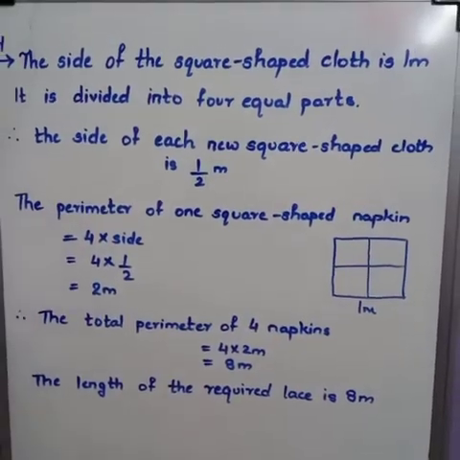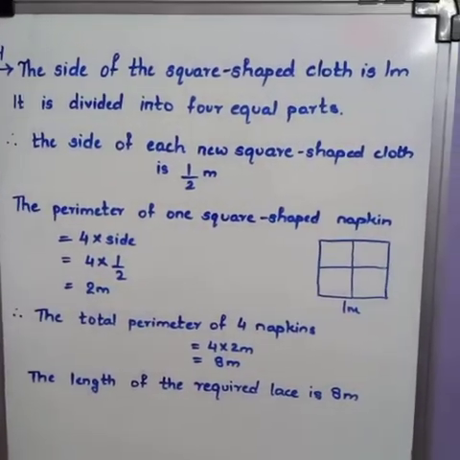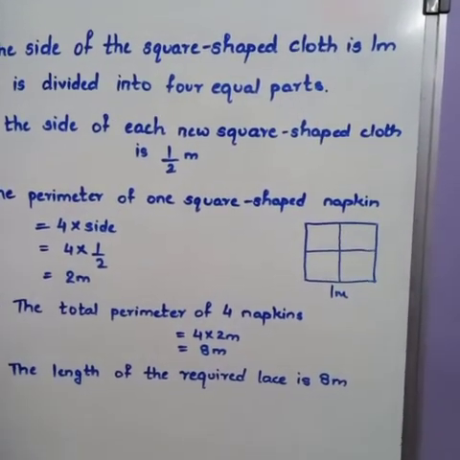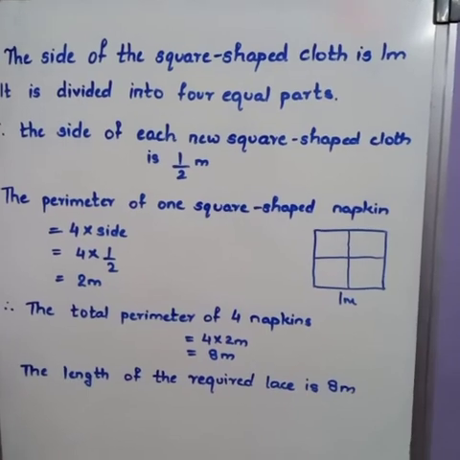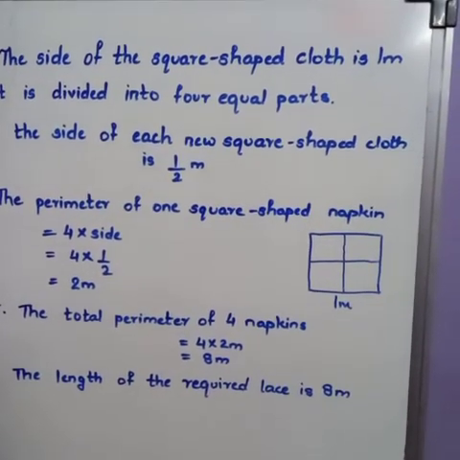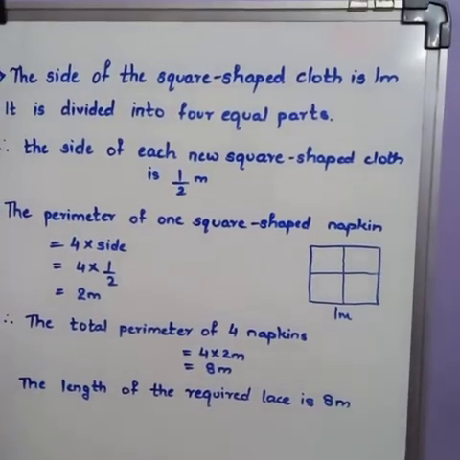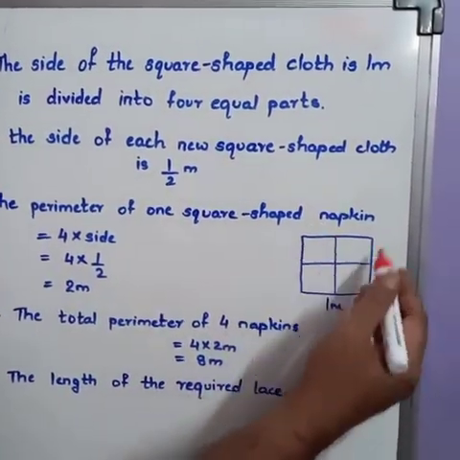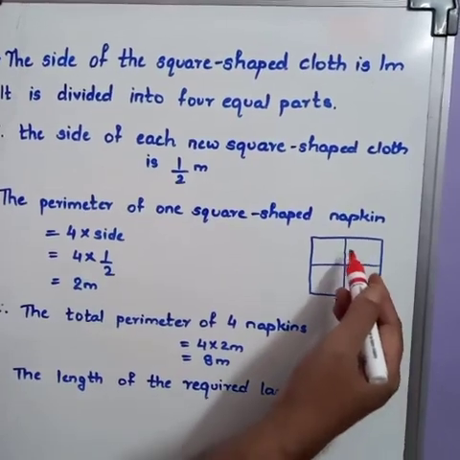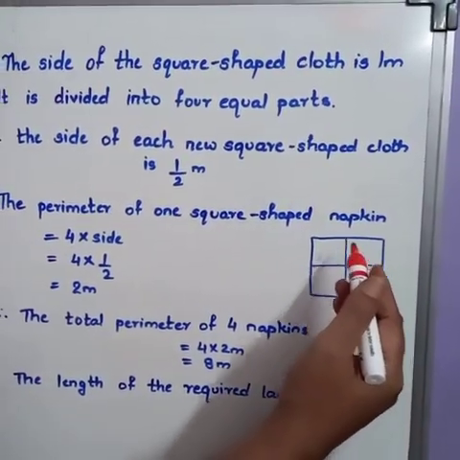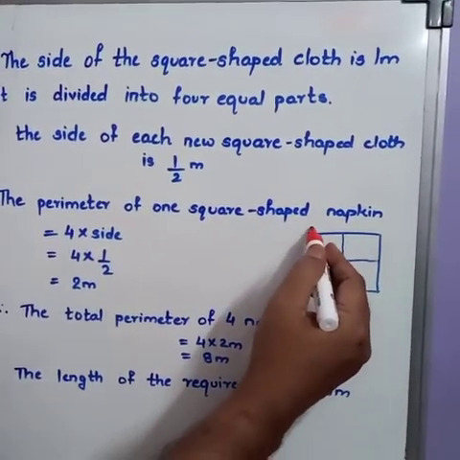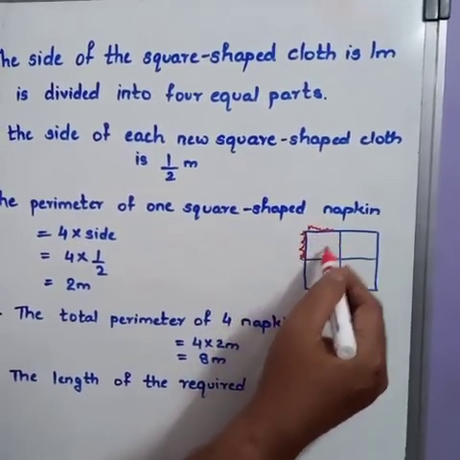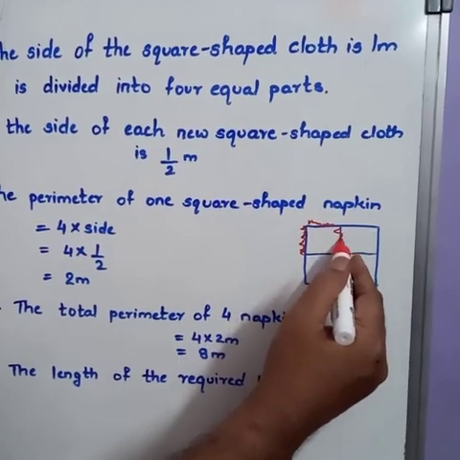Now let's solve the fourth sum. As shown in the figure, 4 napkins, all of the same size, were made from a square piece of cloth of length 1 meter. What length of lace will be required to trim all 4 sides of all the napkins? You can see this figure is a 1 meter cloth. Here 4 napkins are made. Now we have to attach this with lace. So how many meters of lace are required?